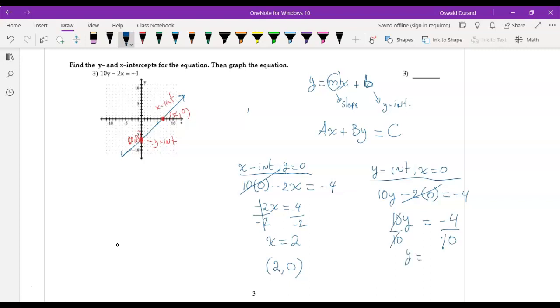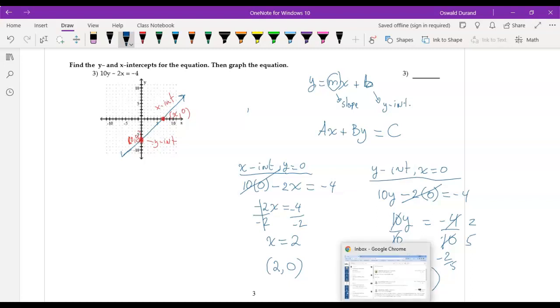And we get y is equal to negative 4 over 10. We simplify this, it should be negative 2 over 5. So therefore, my point for the y-intercept is going to be at (0, negative 2 over 5). We're going to represent this by a decimal number, right? So it's going to be negative 0.4.